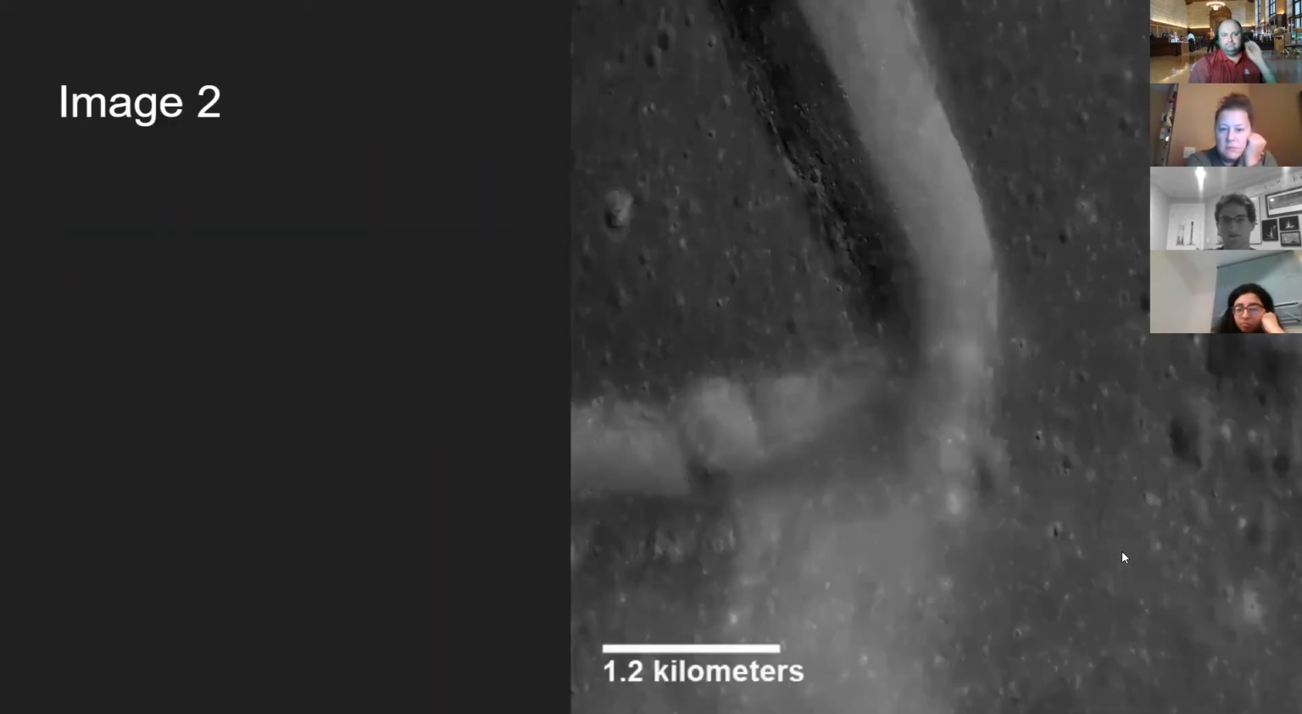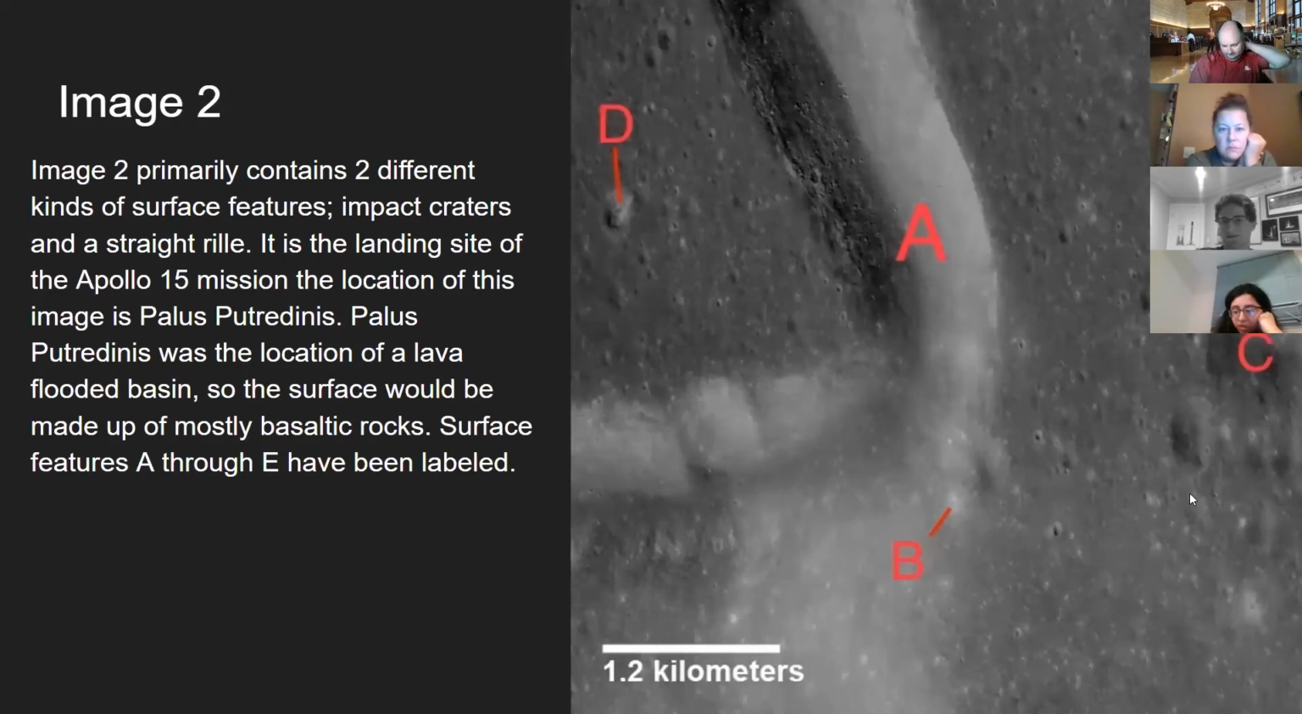So image 2. This one has really just impact craters, but it also has a straight rille. It's the landing site of the Apollo 15 mission, and it's also located in one of the mare, so mainly basaltic rocks from volcanic eruptions.